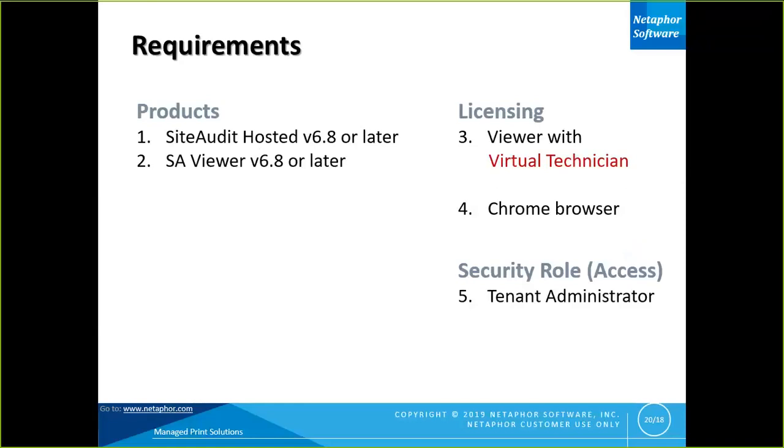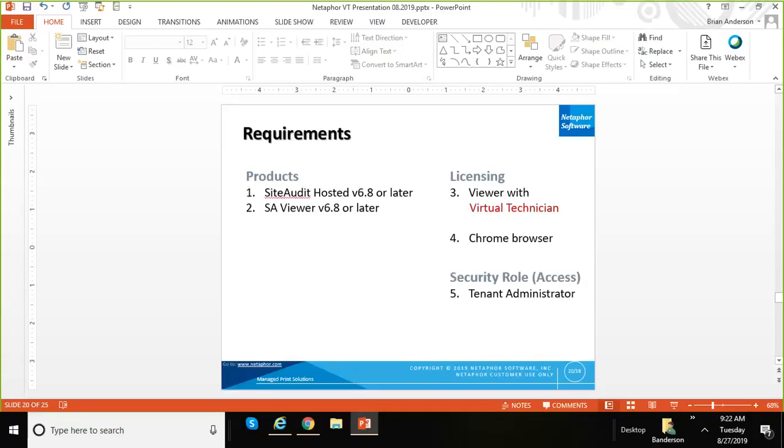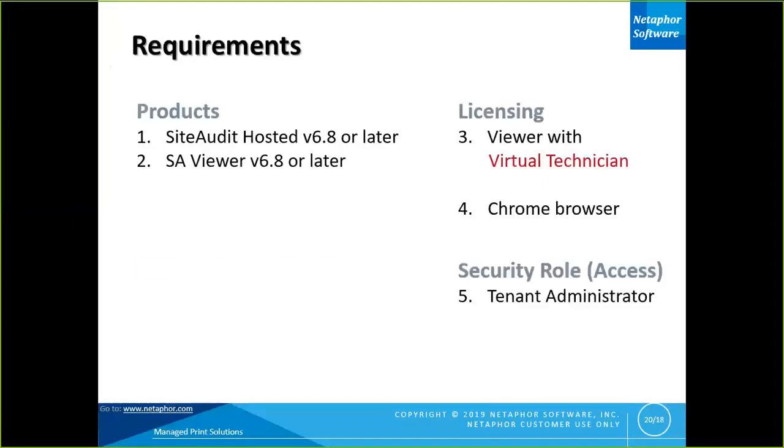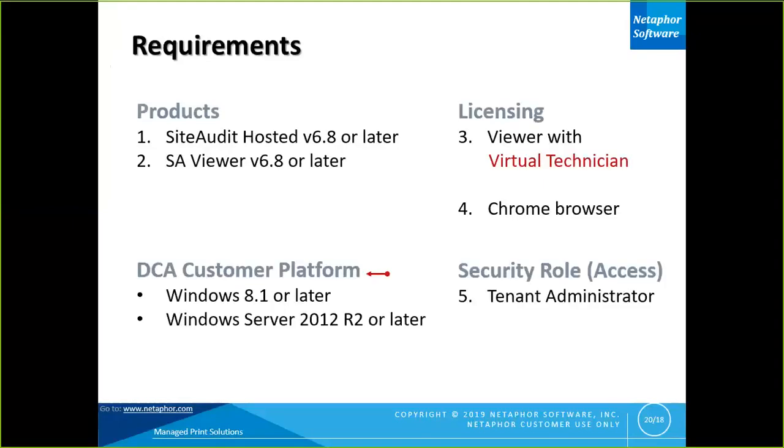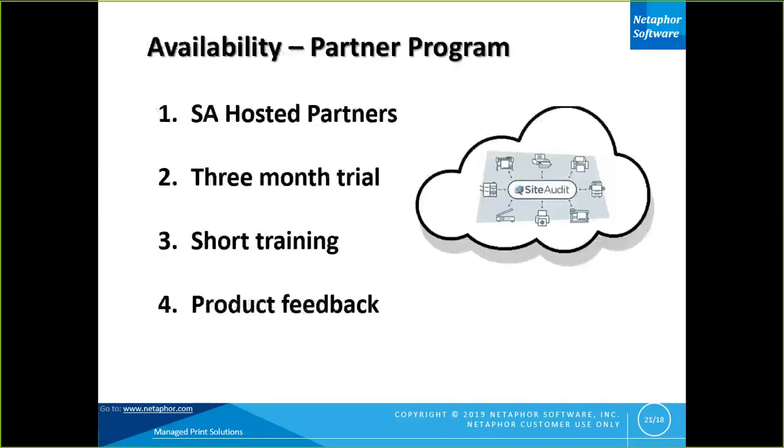And then lastly, go here, sorry. The platform. So the platform running the DCA, and this is the same for running SiteAudit version 6.8 or later, needs to be at least Windows 8.1 or Windows Server 2012 R2. If they're running on Windows 7, then it's not possible for Virtual Technician to work. Okay, so those are the basic requirements.